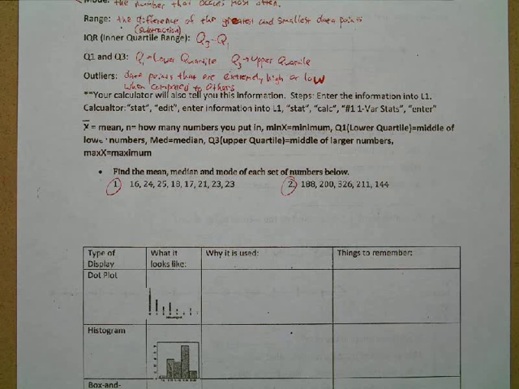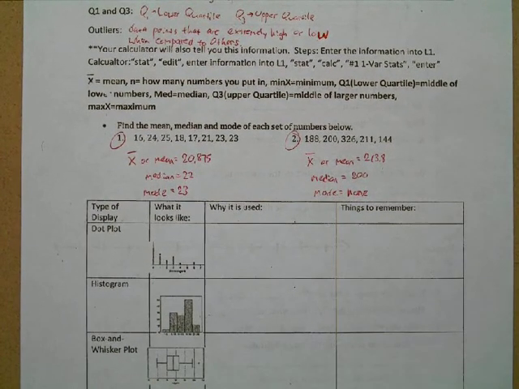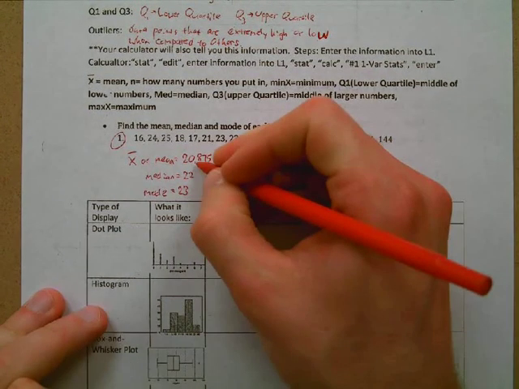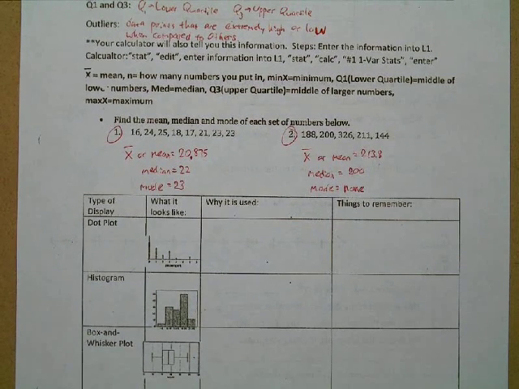Okay. There's your answers for 1 and 2. So number 1, your x bar or your mean, 20.875. Okay, and I just gave the full answer there. It didn't say how to round, so I didn't bother rounding, because I could just write out 3 decimal places there. Median was 22, mode is 23.